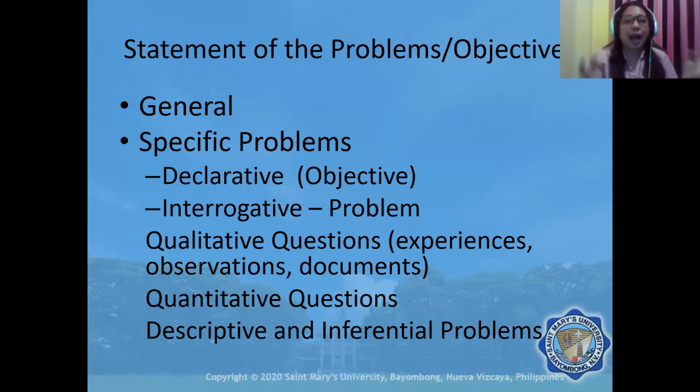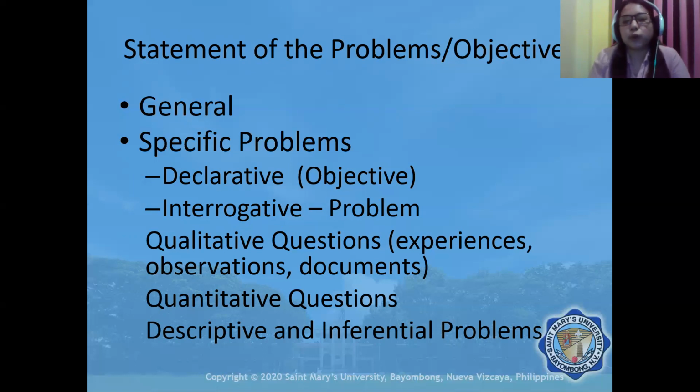Of course, we do not want that later some of the statements are stated in the declarative form and some are stated in the interrogative form. So as much as possible, we just want that all the problems are stated either in declarative form or all are stated in interrogative form. And then for the kind of questions or problems, we can also come up with qualitative questions or quantitative questions. So it depends now on what is asked.